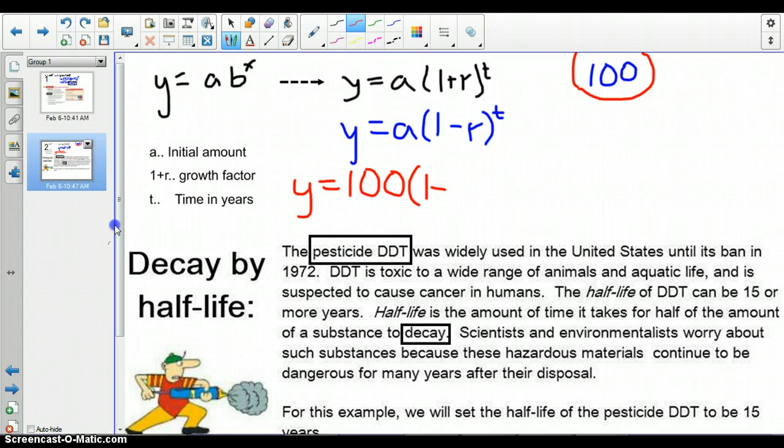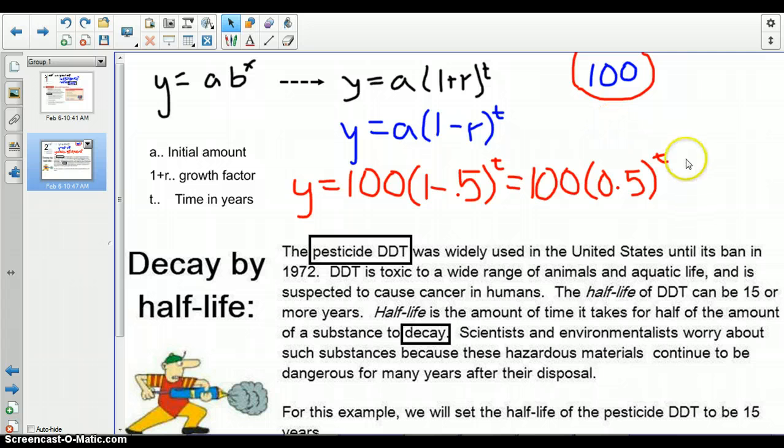Now remember, this is decaying by half, so it's going down by 50%, which is half. 50% in decimals is 0.5. And now we're going to raise it to the t exponent. T represents how many cycles, how many times the half-life cycle has passed. So this becomes 100 multiplied by 1 minus 0.5, which is 0.5, to the t.